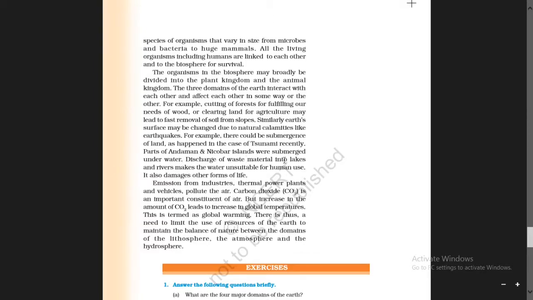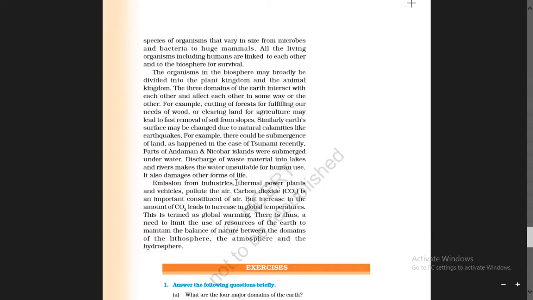Discharge of waste materials from different industries or factories into lakes and rivers makes water unsuitable for human use, which pollutes water resources. It also damages other forms of life, like aquatic animals.